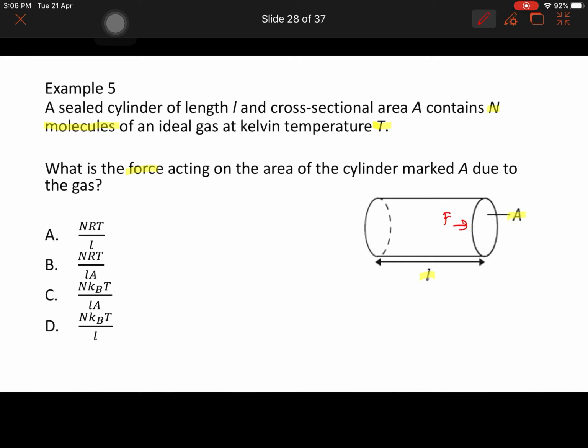How do we do that? You start off with pressure equals force over area. So force would be pressure times area.